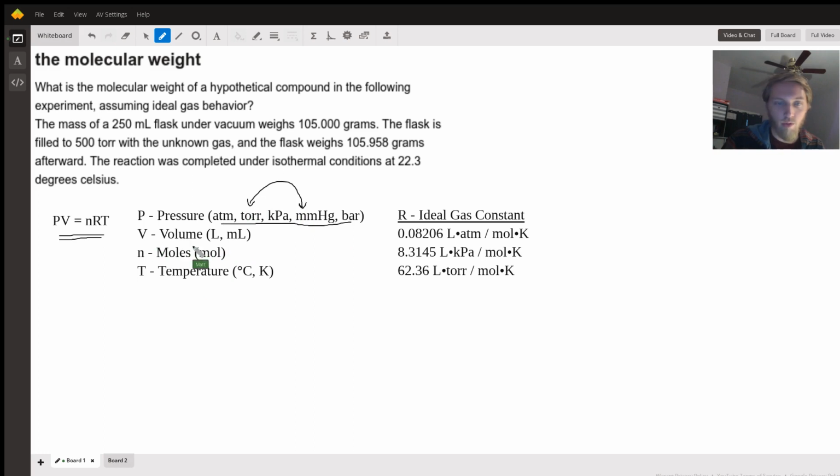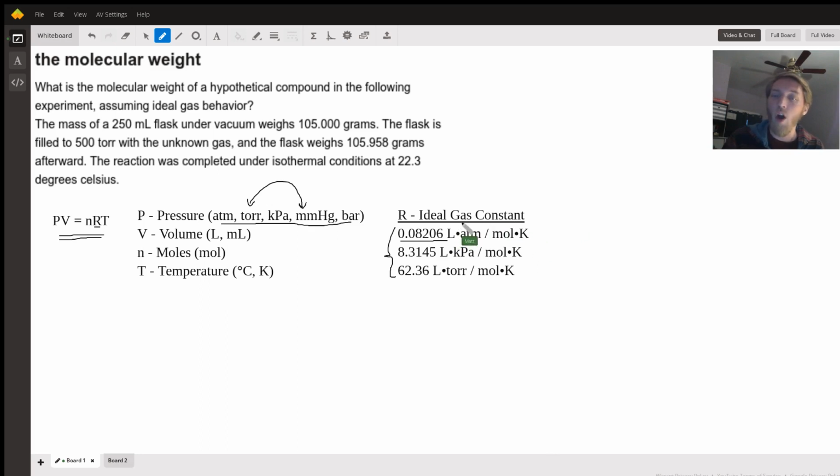Liters or milliliters for volume, and temperature, degrees Celsius or Kelvin. Moles are obviously always in moles. The value for R is one of these numbers, and there's actually plenty of other ideal gas constants. These are the three that I think are the most common. And in fact, you're probably most familiar with this first one. This is the most common one taught in chemistry classes.